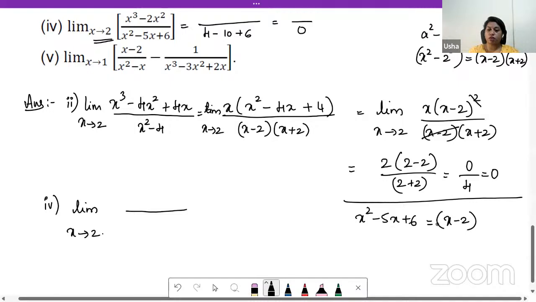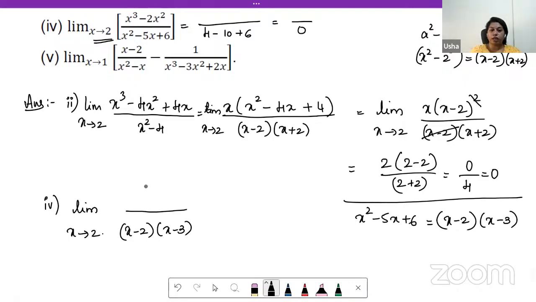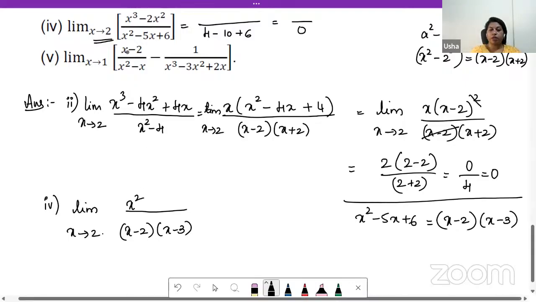After factorizing, you're going to get x minus 2 into x minus 3 as the factors. Okay. So I'm directly writing it. X minus 2 into x minus 3 as the factors in the denominator. And for the numerator, I will take x square common. We have x cube minus 2x square. I'll take x square common. We get x minus 2 in the numerator. Now this x minus 2 and x minus 2 gets cancelled.